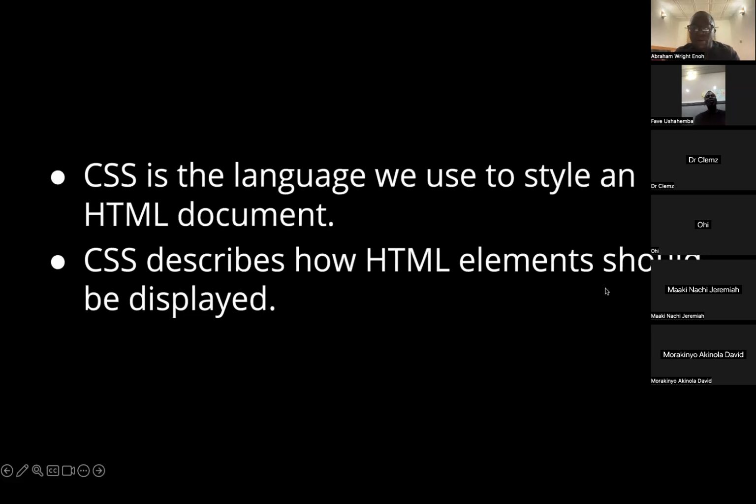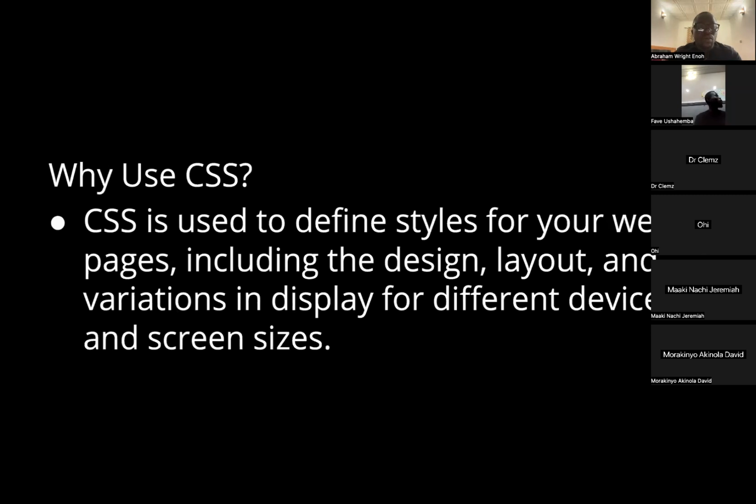So CSS is a language we use to style an HTML document, to describe how HTML elements look and are displayed. So why use CSS? It's used to define the style for your web page, including the design, the layout, and the variations in display for different devices and screens. In other words, what we mean by variation is what we bring into a single word called responsiveness. When we say that the website is not responsive, it means it is not device friendly.